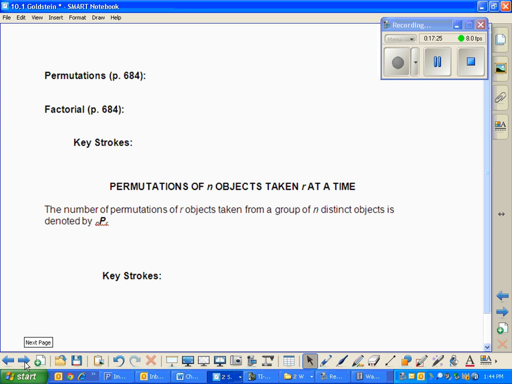Moving on to some lovely definitions here. Permutations. Does anyone recognize that word at all? Is it a weird word? All right. Fine, we will define that word for you. An ordering of objects. Yep, that's all it is. An ordering of objects is a permutation.